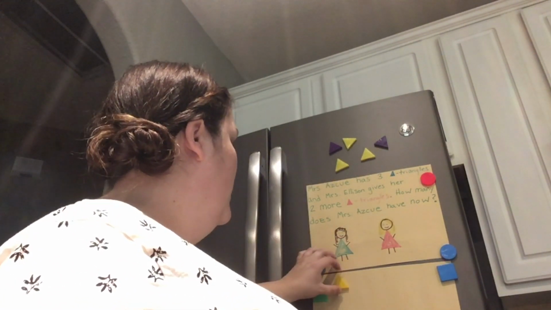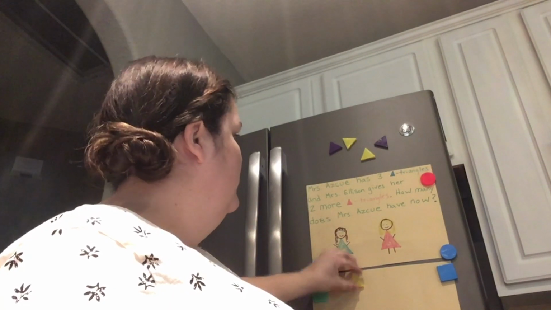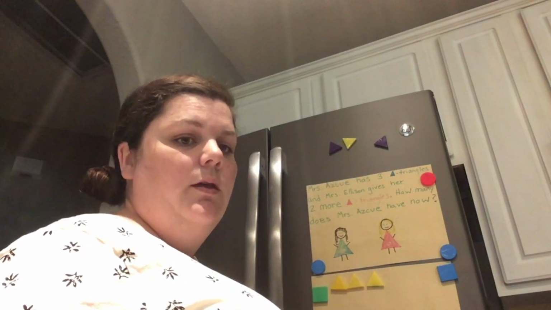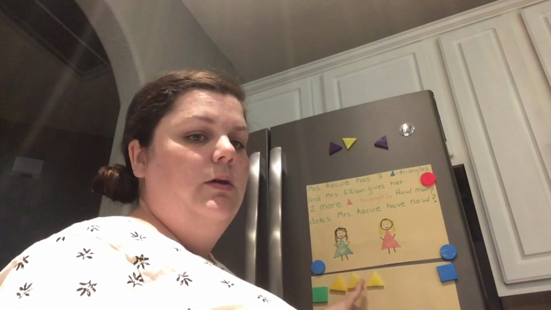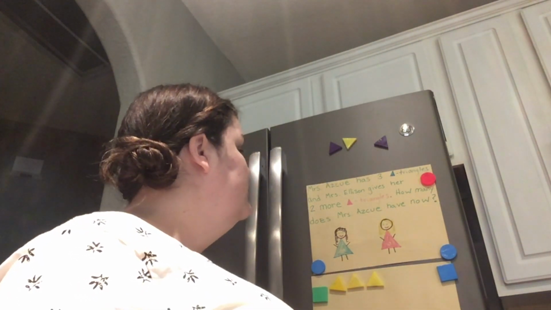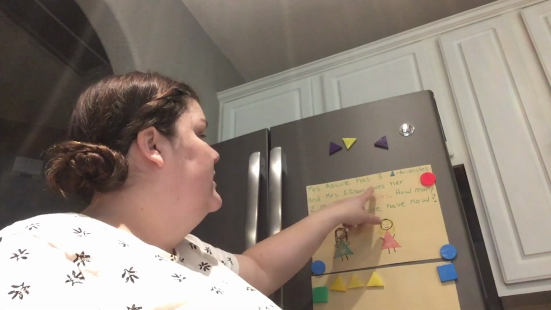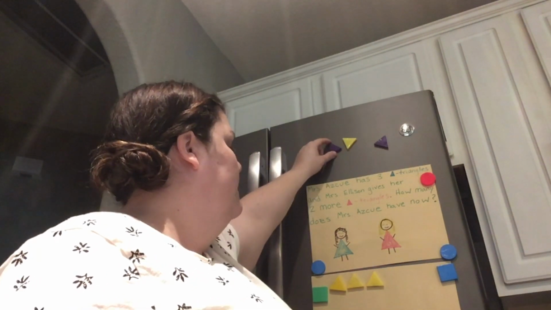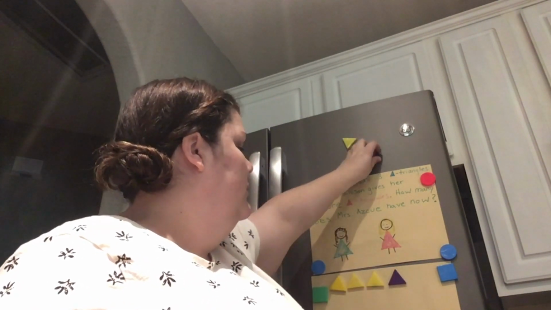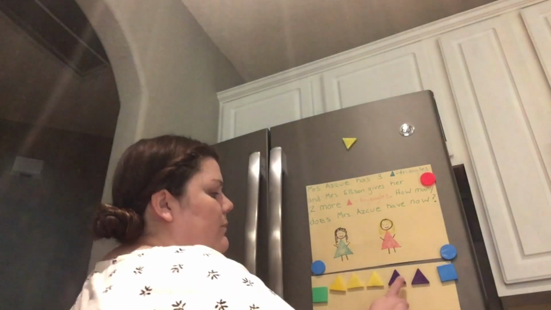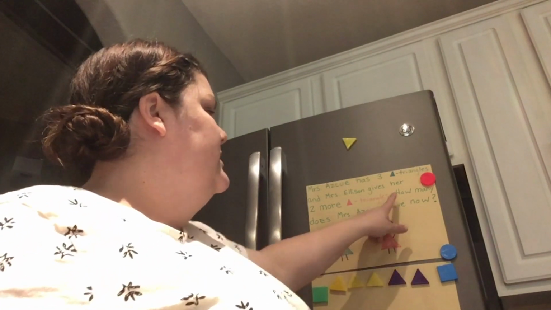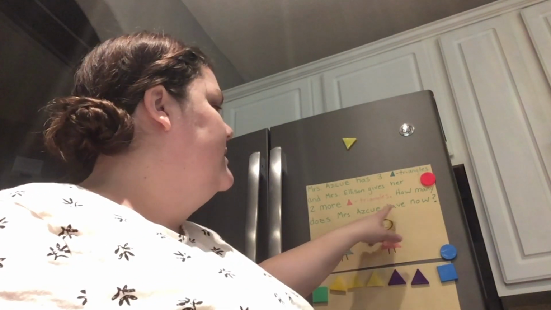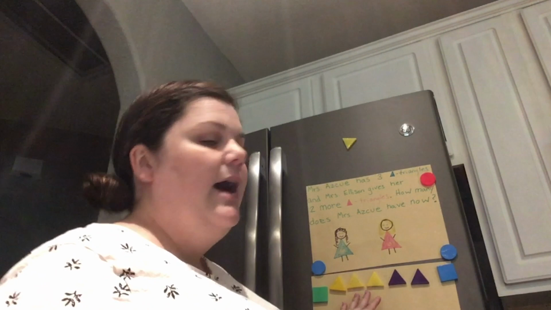Let's count them out. 1, 2, 3. Count them with me. 1, 2, 3. And Mrs. Ellison gives her 2 more triangles. 2 more triangles. So we're going to count 2 more. 1, 2. Count them with me. 1, 2. And then my problem says, how many does Mrs. Asquay have now? So I had 3.